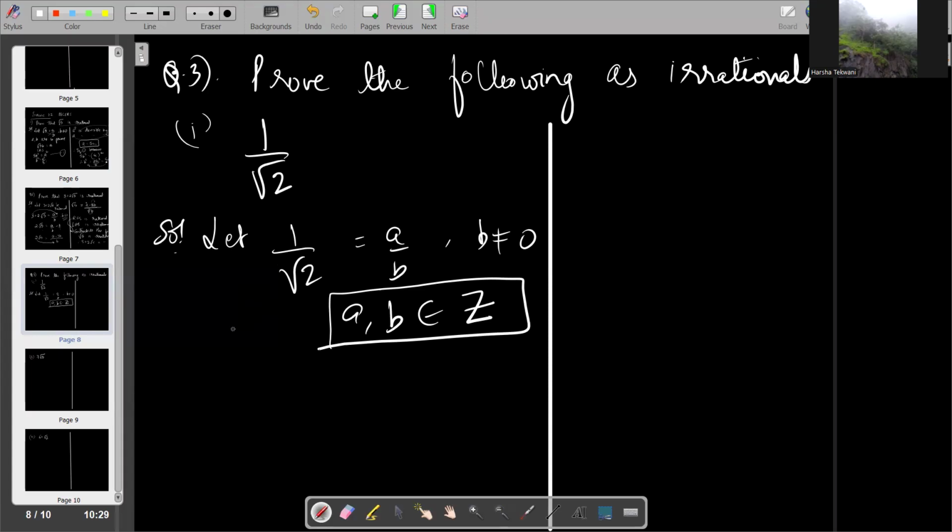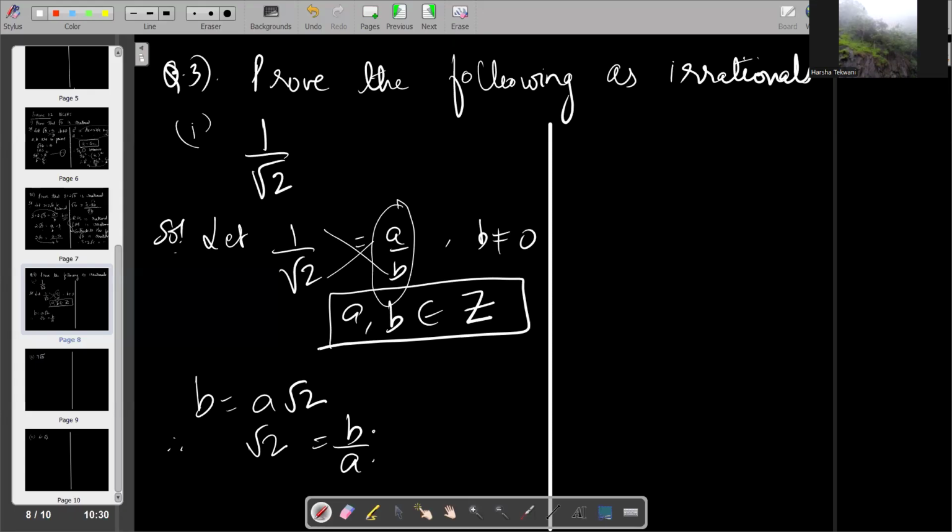But see, right hand side is rational, wherein a and b are co-prime. Or we can do one thing. Let's cross multiply. b is equal to a root 2. Therefore, b by a is equal to root 2. This right hand side is rational by rational, means integer by integer, rational.